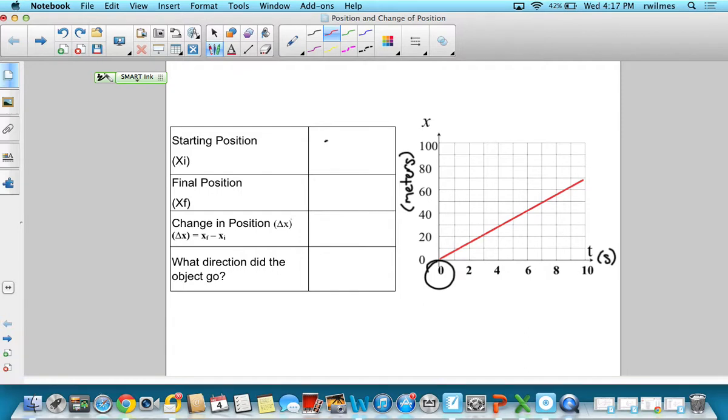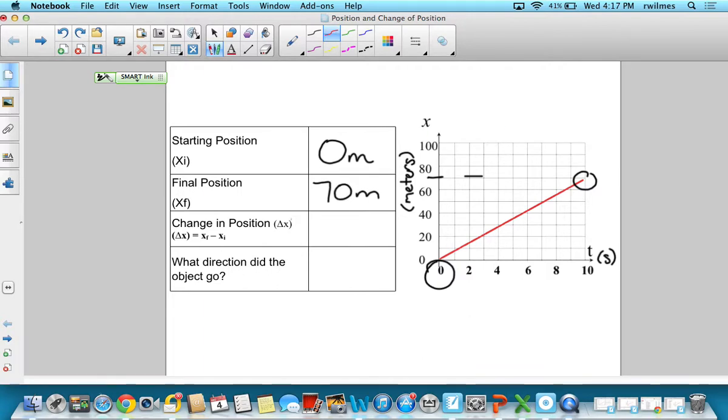So I'm going to go ahead and write that in. My starting position is at 0 meters. I'm following my slope along to see where it stops. It stops right there. And I want to know what the position is when it stops, my final position. If I follow that along over there, I can see that that object stops at 70 meters. So my final position, XF, is going to be 70 meters.